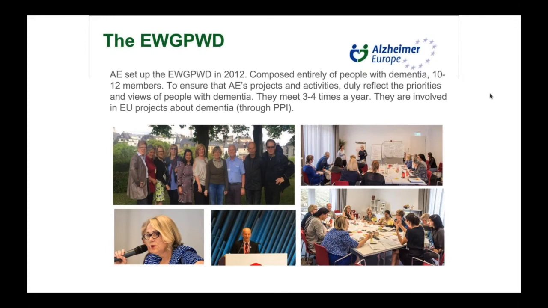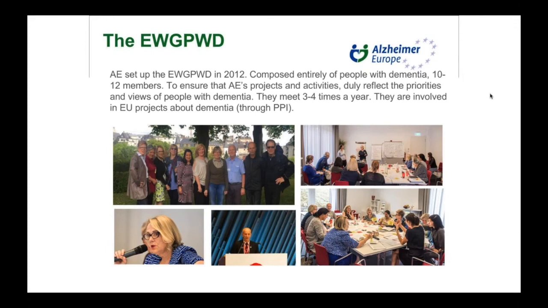In the last term, 2016-2018, we have had 10 to 12 members. I'm saying 10 to 12 because sometimes some of them have to withdraw for different reasons and new members have joined. So we have 12 people with different types of dementia and from different countries and with different stages of the disease. The group was set up to ensure that our projects and activities duly reflect the priorities and views of people with dementia.